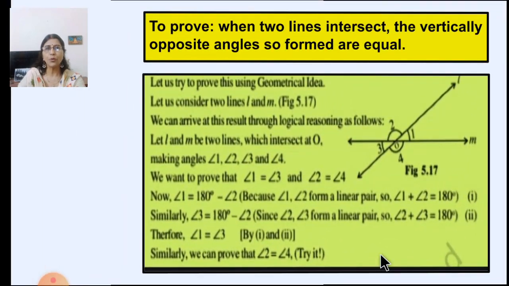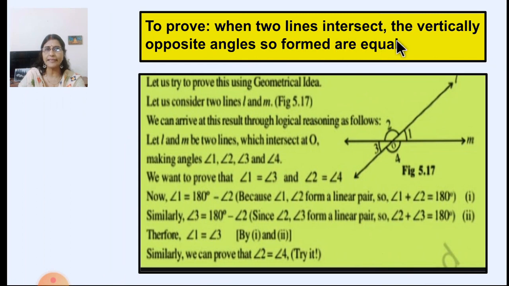Now we will prove that when two lines intersect, the vertically opposite angles so formed are equal. So till now we have learned that vertically opposite angles are equal. Now let us prove it. Let us try to prove this using a geometrical idea. For that we will consider two lines L and M.